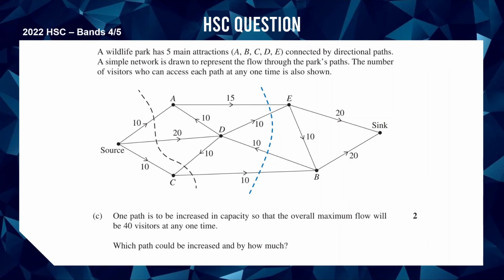So let's talk about this edge down here. Now we could probably improve this one because we've got 10 and 10 coming in, which is 20, and we've only got 10 coming out. But then we have to think about whether we can get more than that people to D.